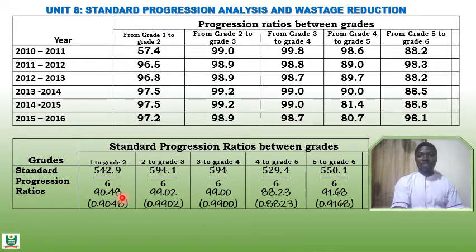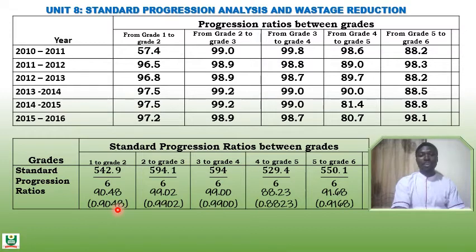You may be wondering how we have this answer in decimal. All we did is just divide the result here by 100. You remember we multiplied it by 100 to get these results in percentage. Now if we want to convert it back to decimal, we simply divide it by 100 and we'll get these results in decimal.